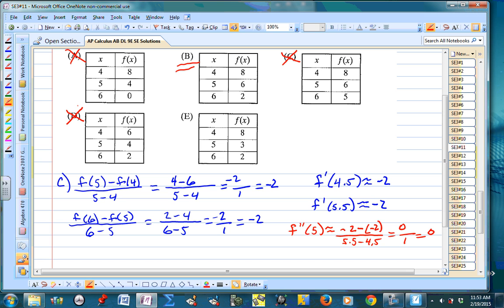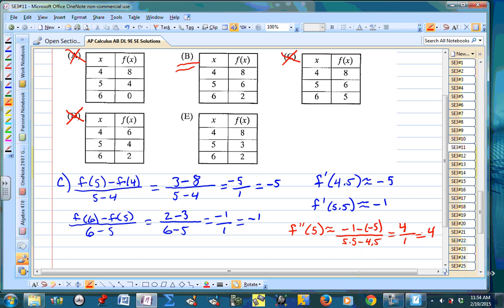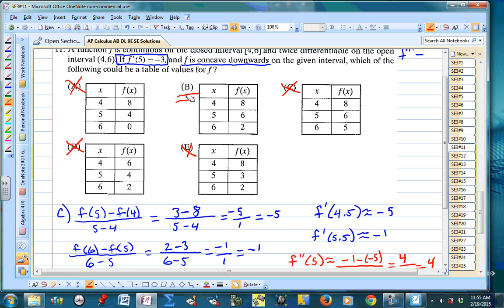Now let's repeat the process and analyze the data in table E. And the data in table E suggests that the function f will be concave upward because we can see that the second derivative of f is going to be a positive value. So E is out, making B the only answer that could conceivably, or that would most accurately reflect the description of our function.